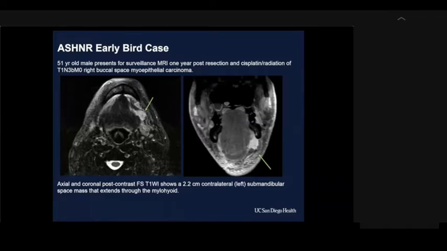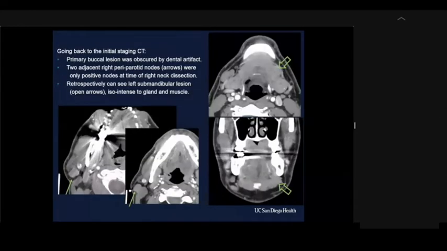This is his axial and his coronal fat-saturated T1 weighted images with the arrows indicating the 2.2 centimeter left or contralateral submandibular space mass that we saw extending through the mylohyoid. Obviously a contralateral process in somebody who had a right buccal space tumor is of primary concern, and we went back to his original staging to say, did we miss something?